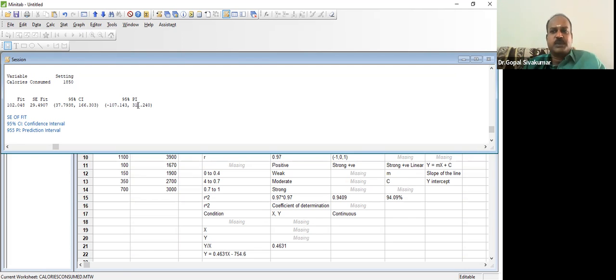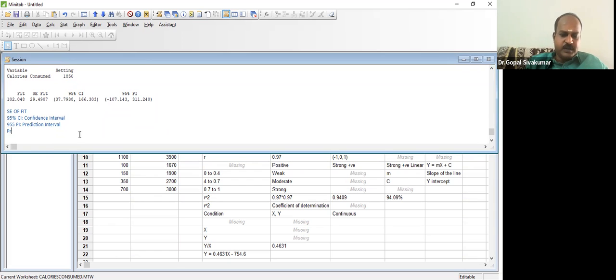The prediction interval is very wide. And look at the confidence interval. The confidence interval is shorter than the prediction interval. It is saying that it will vary from 37 to 166. Now, what do we understand? The prediction interval is found to be greater than the confidence interval.